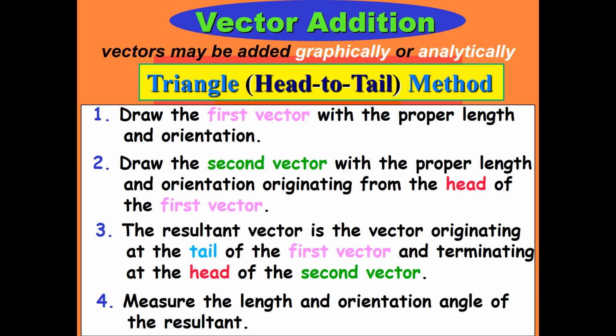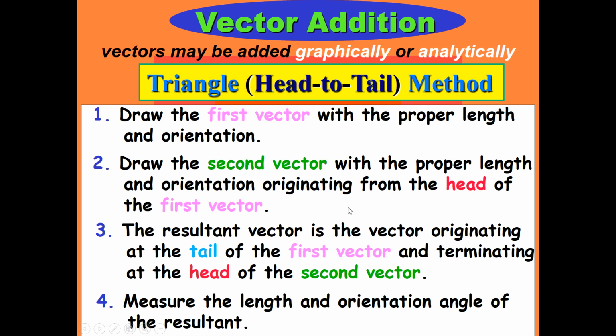So vector additions, as we said, vectors can be added graphically or analytically. We've done a lot of analytical ones, but maybe let's try a bit of graphical vector addition. So, triangle head to tail method. What you might have noticed is you draw the first vector with a proper length and direction. Then connected to the end of the first vector, you draw the second vector with a proper magnitude, like length, and direction. The second vector is drawn from the head of the first vector. So you draw your first vector, and then from the head of the first vector, you draw your second vector.